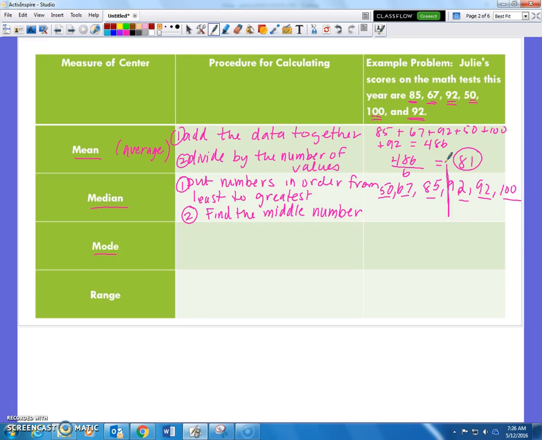Okay, if it landed exactly on a number, that would be the median. If it's halfway in between, if it's in between two numbers, what we do is we find the average of those two numbers. So to find the median this time, we would say 85 plus 92 divided by 2. Halfway in between 85 and 92 is going to be our median. 85 plus 92 is 177. Divided by 2 is 88.5. You can see our median is a different number than our mean.